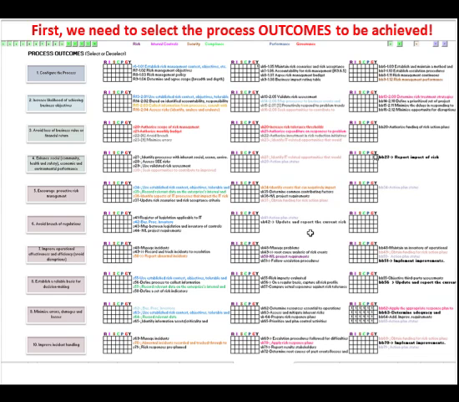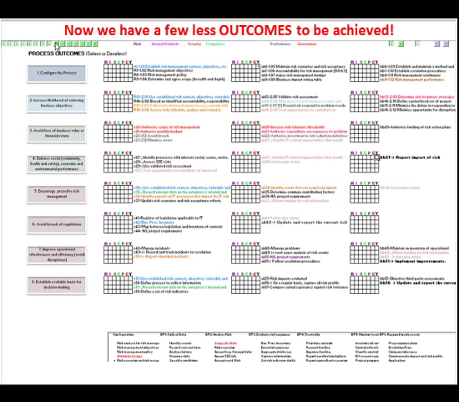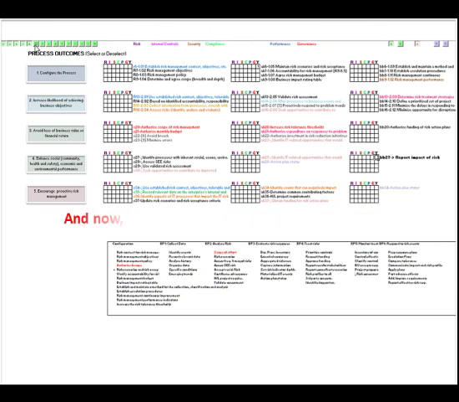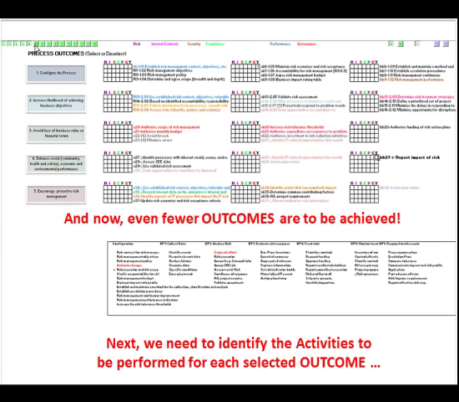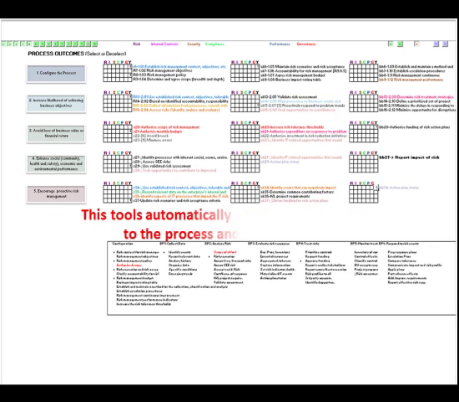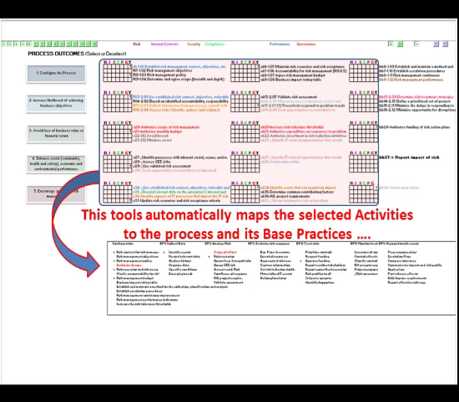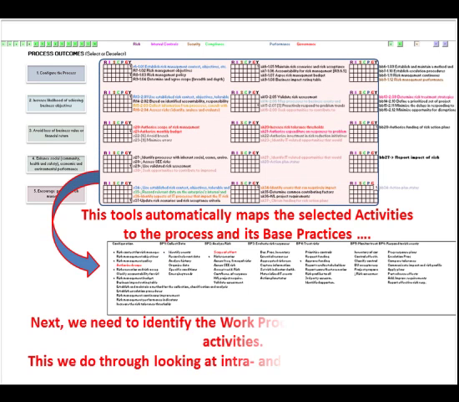For this, first we need to select the process outcomes to be achieved. Now we have a few less outcomes to be achieved, and now even fewer outcomes are to be achieved. Next, we need to identify the activities to be performed for each selected outcome. This tool automatically maps the selected activities to the process and its best practices. Next, we need to identify the work products that support these activities. This we do through looking at intra and inter-process activities.